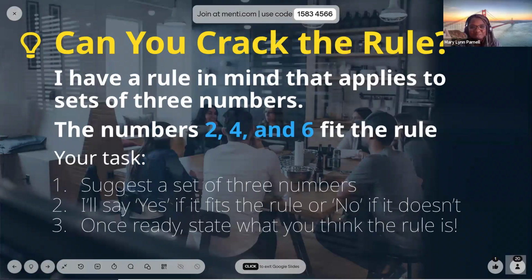I have a rule in mind that applies to three sets of numbers: 2, 4, and 6. I would love for you to suggest in the Slack chat a set of three numbers that you believe fits whatever rule 2, 4, and 6 is stating. Then I'll let you know if it's a yes or no if it doesn't fit. And then I'll ask you at the end what you think the rule is. So 3, 6, 9, yes.